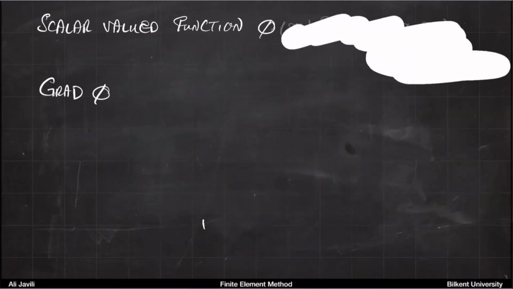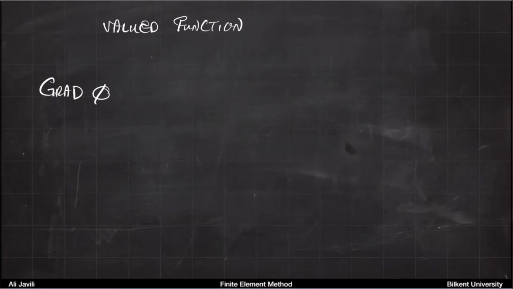The next thing I want to do is a vector valued function. Maybe we call it U so that it reminds you of displacement, because later the gradient of displacement would relate to strain. So it's not a bad idea to have that. So this is what we want to do. We want to calculate the gradient of U.